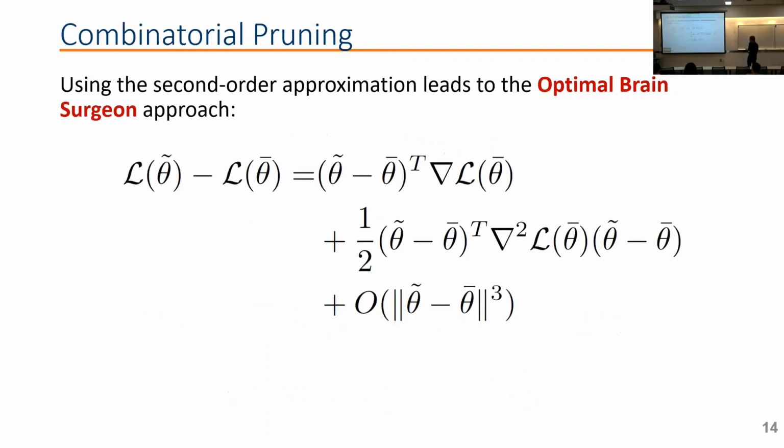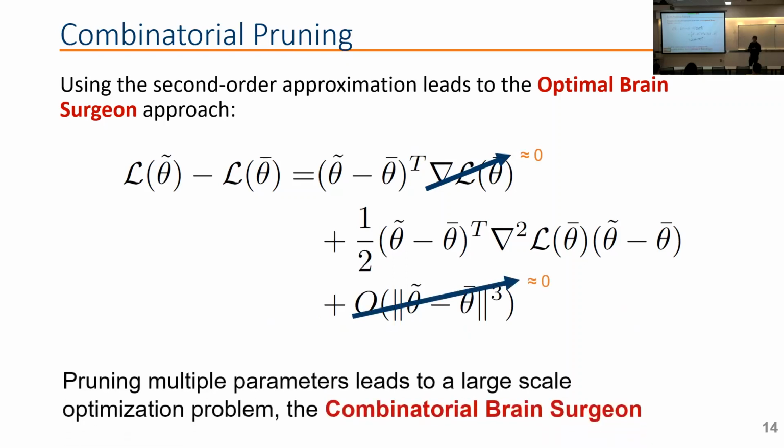So another thing that we can try to do is look for a second order expansion of the loss function, because we may assume that the first term is going to be approximately 0. If we're doing small perturbations, zeroing out small things, we can ignore the cubic term. And that brings to us a combinatorial problem.